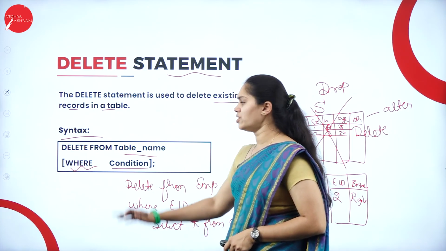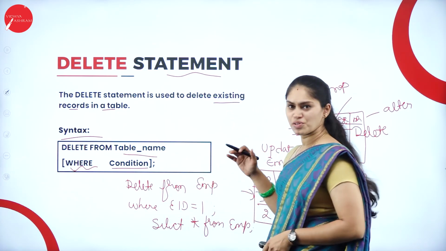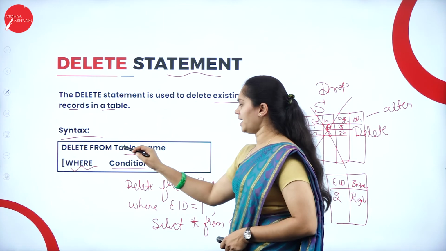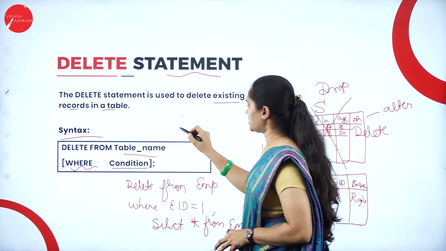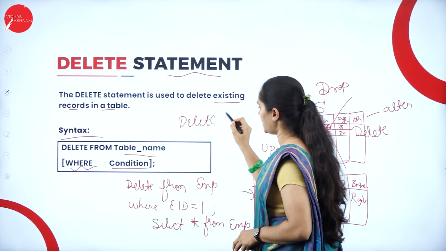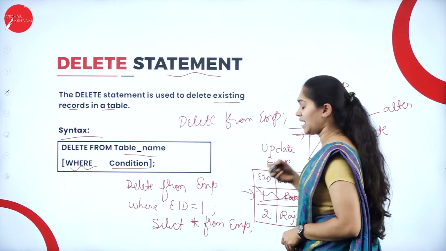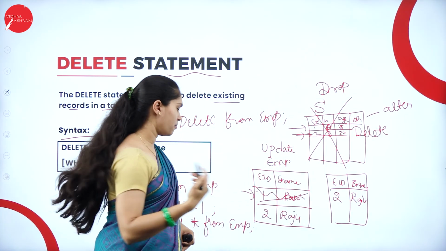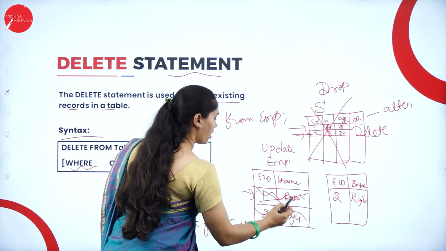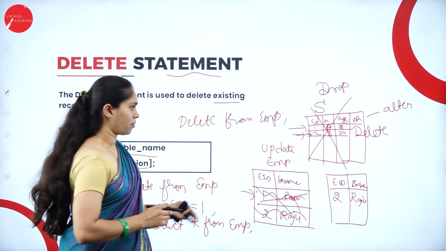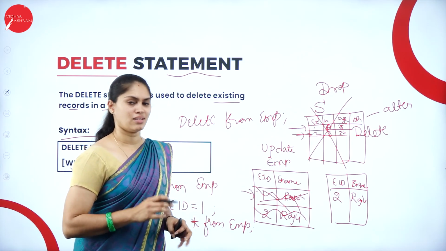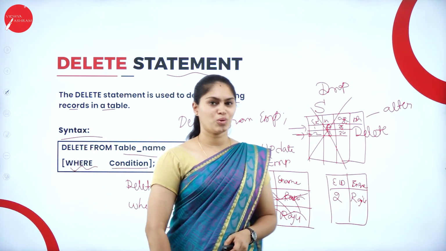So if you wish to delete all the rows from this table, then delete from table name. So if I just write delete from EMP, at that time even the second row is not going to be present. So all the records will be deleted from this employee table. This is regarding delete. I hope you all understood.